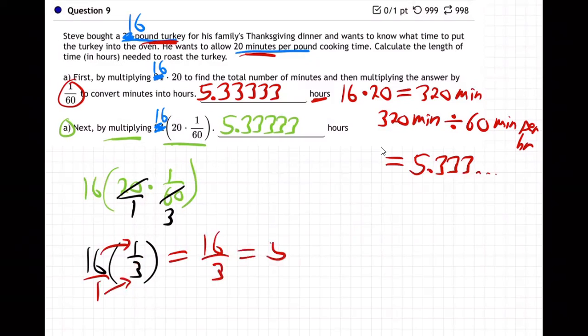Divide that on your calculator. Guess what you get? There it is. Same answer. It works out the same either way. There we go.